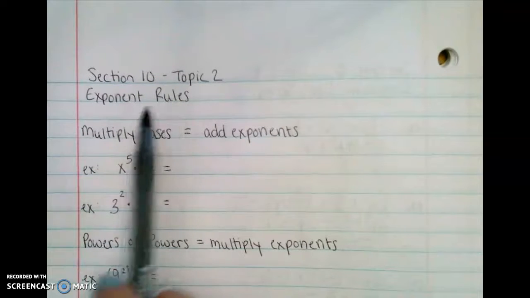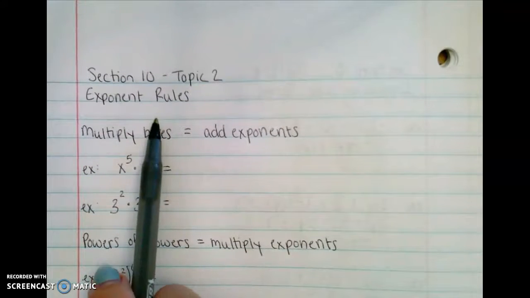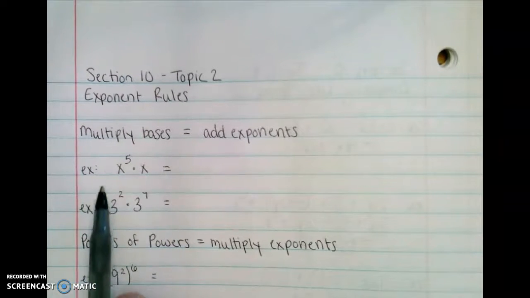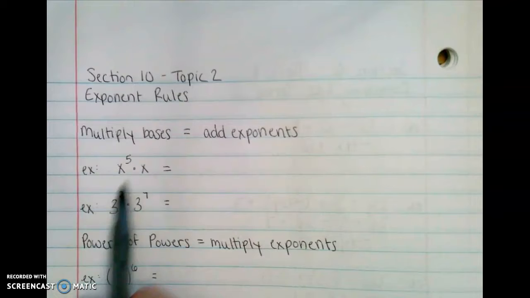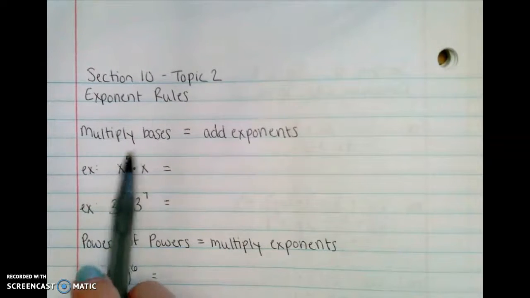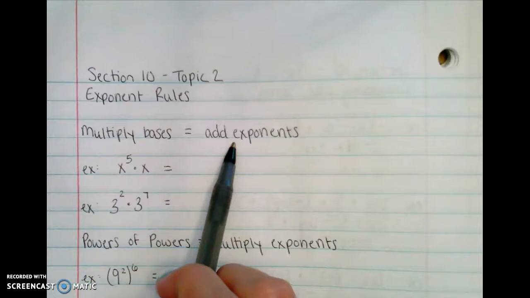In 10.2, we're looking at our exponent rules again. So the first rule that we learned for exponent rules is that when you are multiplying bases, remember bases are the regular numbers like x and 3 in these first two problems. When you're multiplying the bases, you need to add the exponents together.